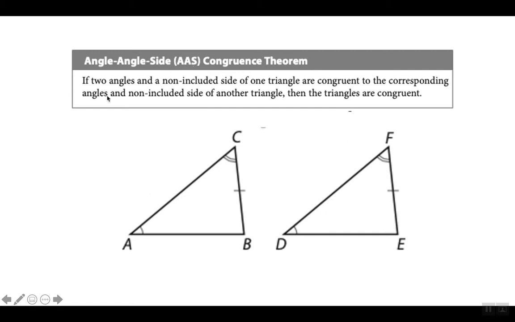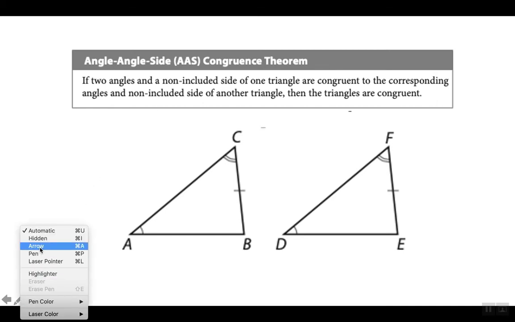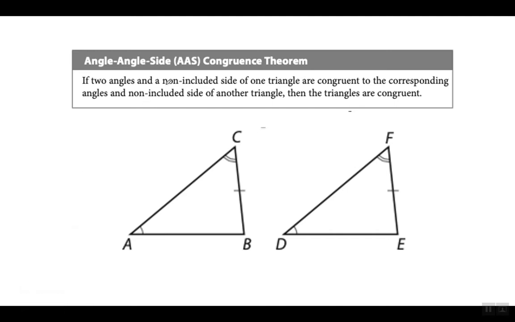All right, so it says here, if two angles and a non-included side, that's very important. If two angles and a non-included side of one triangle are congruent to the corresponding angles and non-included side of another triangle, then the triangles are congruent.